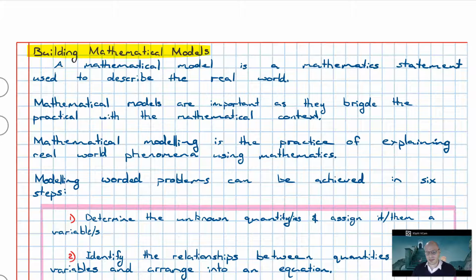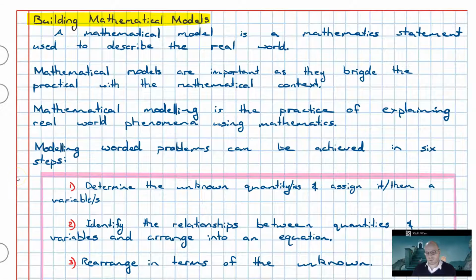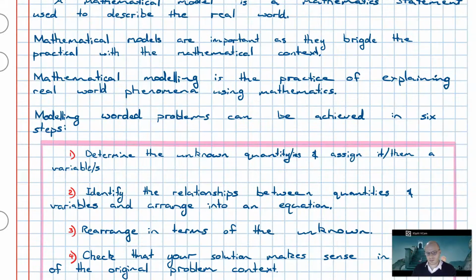Now firstly, a mathematical model is a mathematical statement that's used to describe a real-world situation. Mathematical models are important as they bridge the practical with the mathematical context. And thus, mathematical modeling is the practice of explaining real-world phenomena using mathematics. Now, to construct mathematical models from real-world problems, we have 5 steps that we follow.